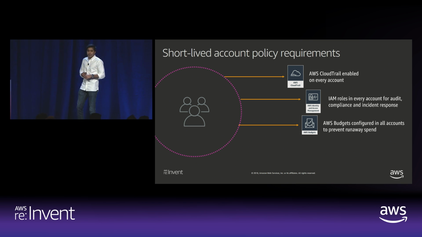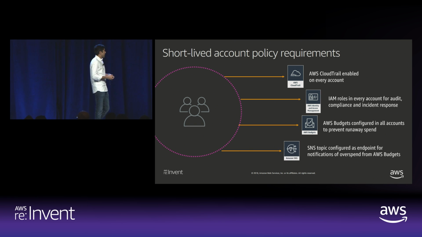And as I mentioned previously, we also configure an AWS budget in the account during the account creation process to notify us if the expenditure in the account exceeds $1,000. We leverage AWS budgets to create this budget notification for us. And finally, we create an SNS topic as the notification endpoint from AWS budgets. These SNS topics will be listening to notifications from AWS budgets. And once we get that notification, we automatically close that account on behalf of the developer.